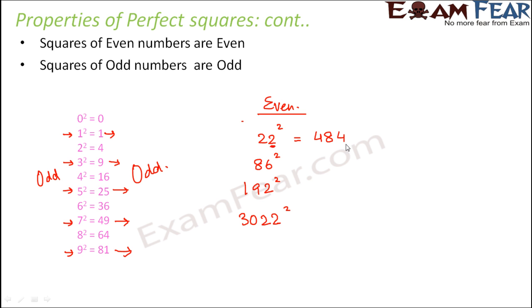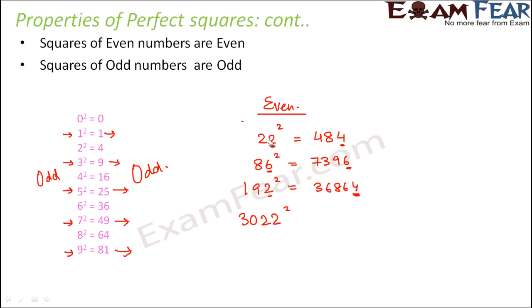So you see at the end you have an even number. Here also at the end you have an even number. 86 square is 7396. So even here, even here. 192 square is 36864. Here also, even here, even here.